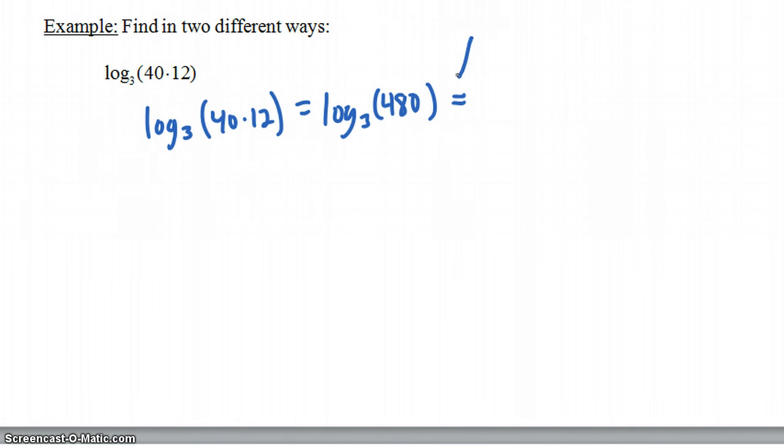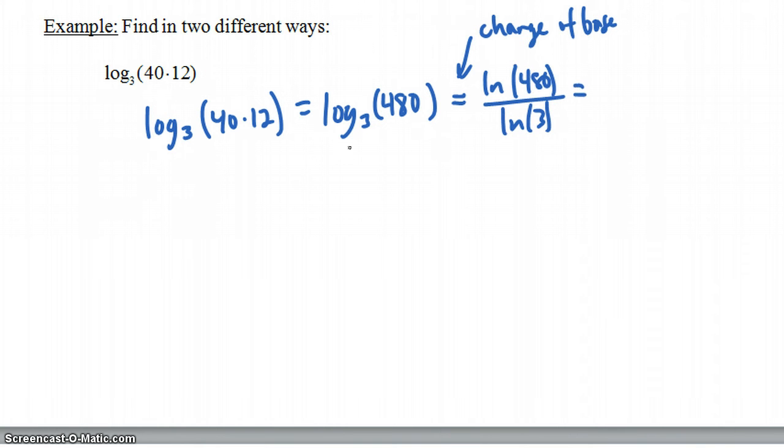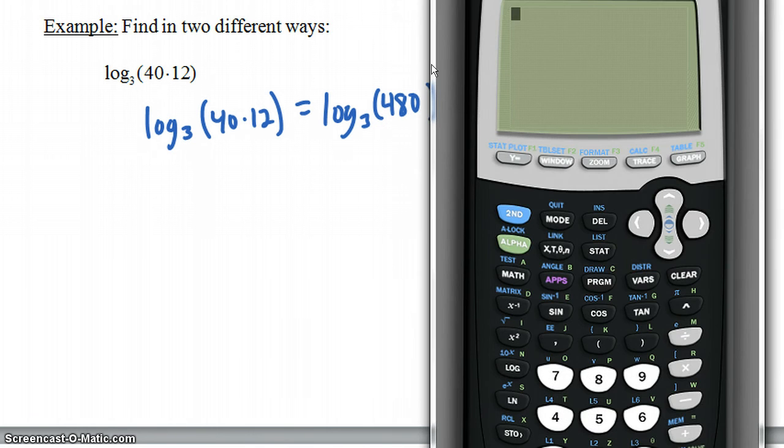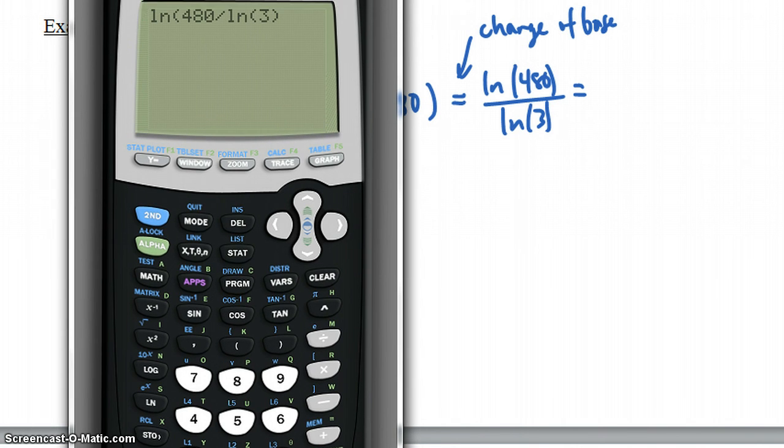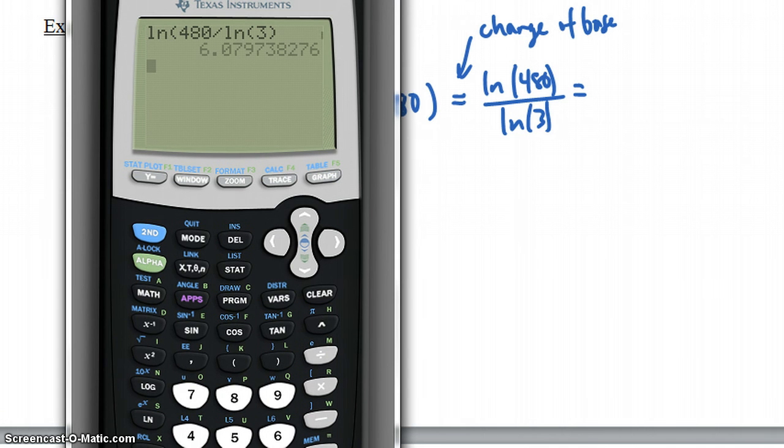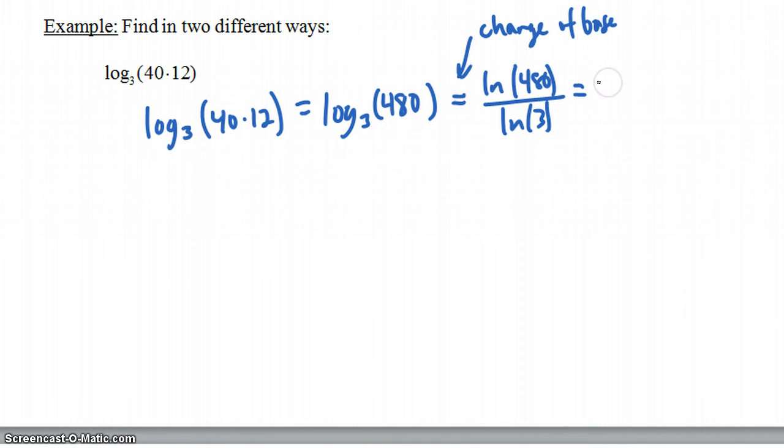One way to do it is to use the change of base formula. That says this is natural log of 480 over natural log of 3. So 3 to what power gives you 480? I don't know off the top of my head, but we could plug this into a calculator. Let's type this in: natural log of 480 divided by natural log of 3. I don't know if you can see that very well, but we'll hit enter. And notice we get 6.0797.